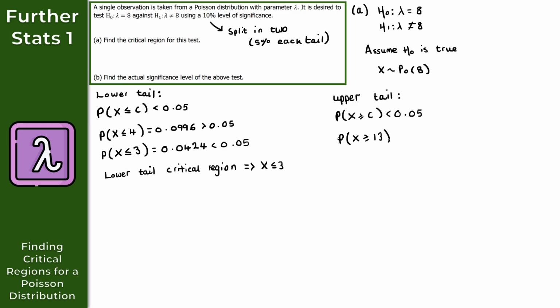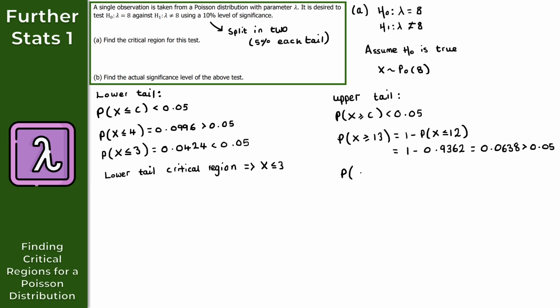Okay, so this would be equal then to 1 minus the probability that x is less than or equal to 12. So this is equal then to 1 minus 0.9362. And this here gives me 0.0638. And clearly this is greater than 0.05. Okay, so this doesn't satisfy this condition here. So we need to keep going. So in this case then, this would now increase. So it's going to be x greater than or equal to 14.